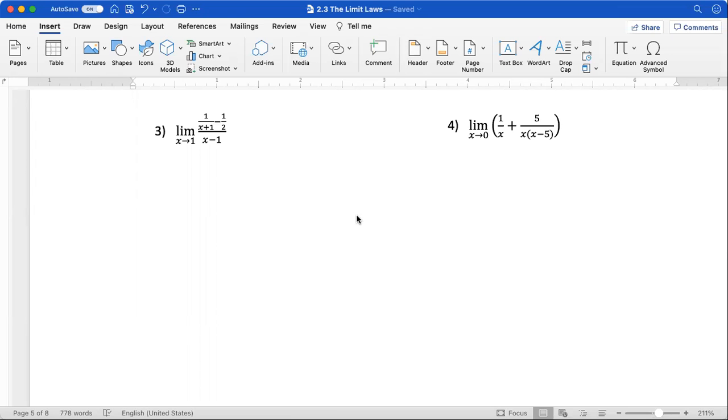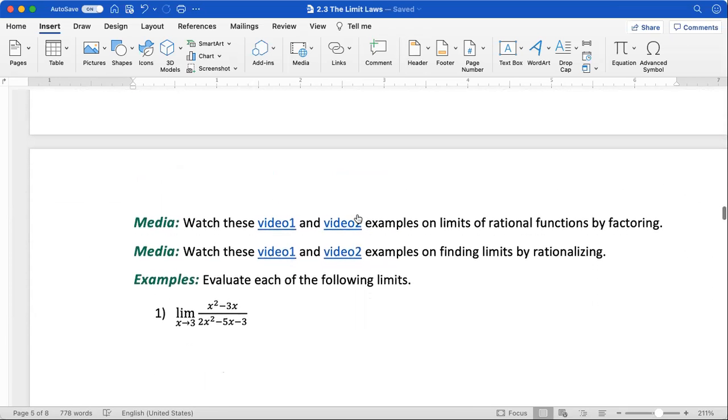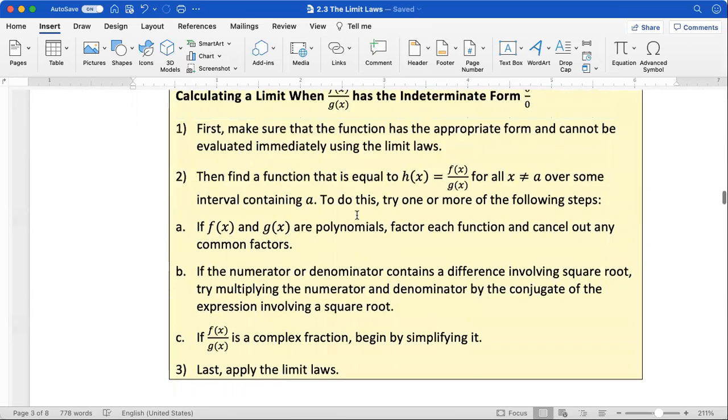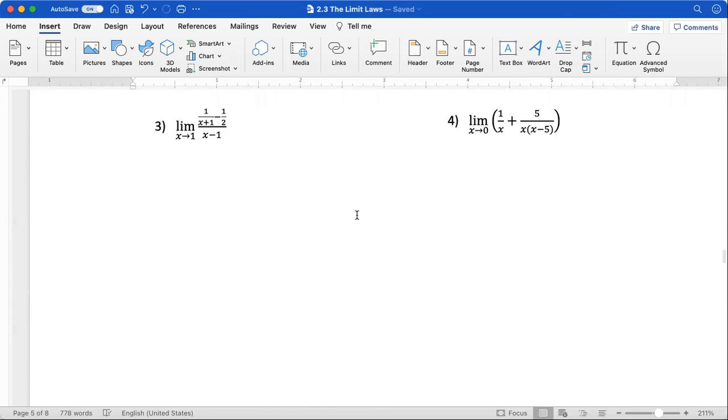Hey guys, this is solutions to section 2.3 of the limit laws. And these problems are 3 and 4 under the example, evaluate each of the following limits. So let's start with number 3.